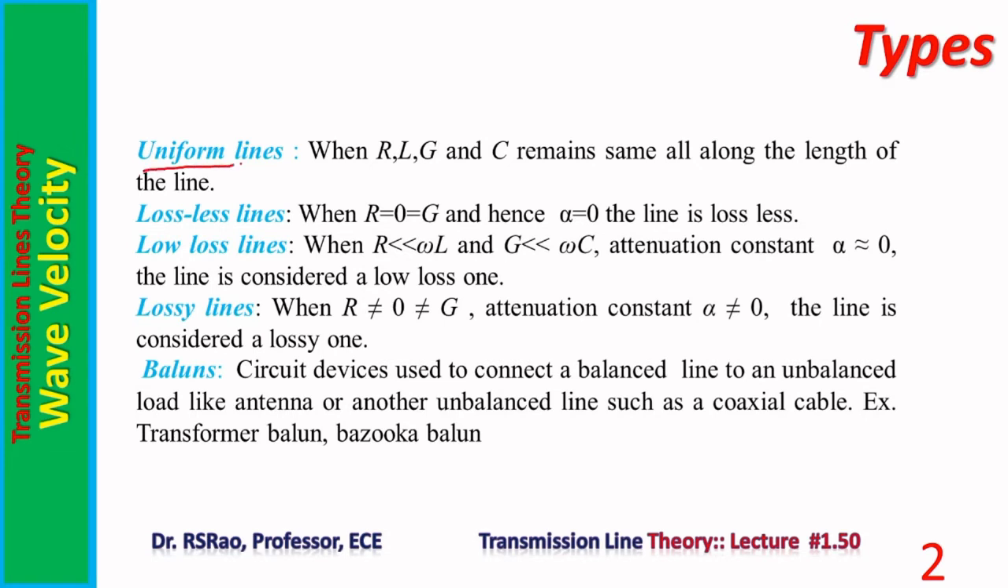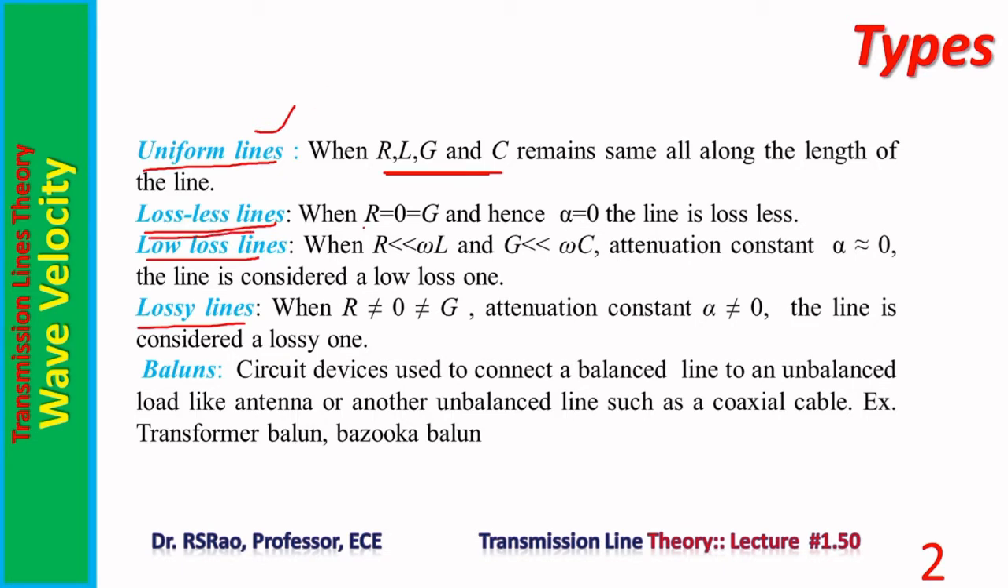Uniform lines, lossless lines, low loss lines, lossy lines. These are all different types of lines. Uniform line is one when R, L, G and C, these are primary constants of the line, remain the same all along the length of the line. Then that line is a uniform line. Non-uniform lines are also there, but they are considered later after studying uniform lines.